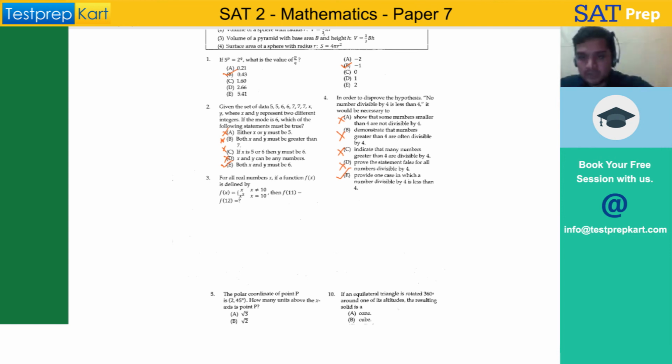Because for disproving we need to check only one number, which is less than 4, and on the basis of that we can disprove this hypothesis that no number divisible by 4 is less than 4.